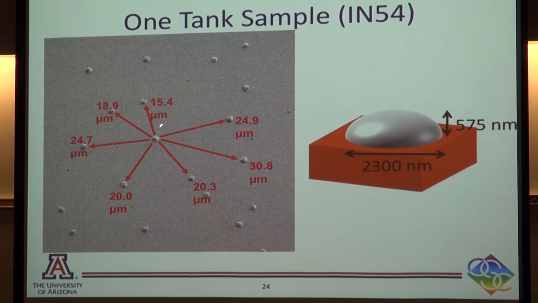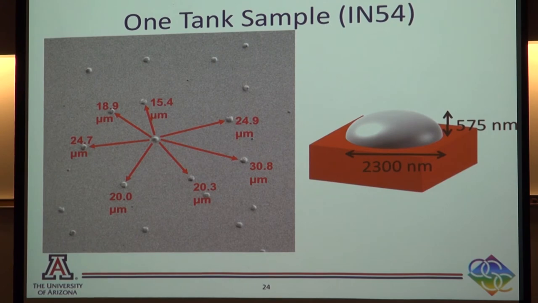But before I jump into it, the one tank sample is showing the distance. We were looking for some kind of correlation. In the fringe machine, we saw that sometimes they try to align around the edge and form some sort of lines, but we were not able to reproduce it. This is a picture of how our 2.3 micron island looks. It's about 575 nanometers tall, and it's pretty much hanging by itself. I did find it pretty amusing.